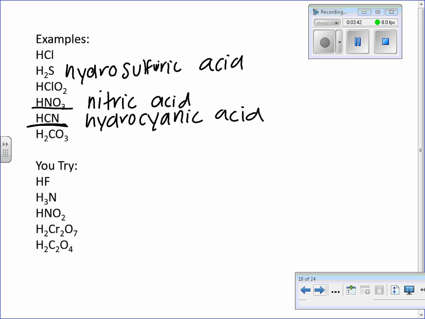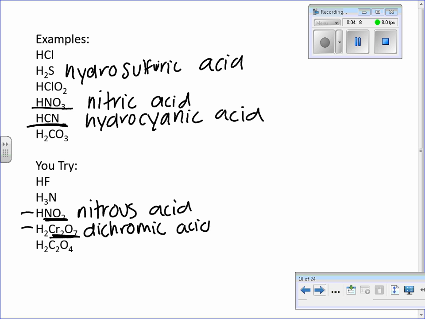Okay, so let's do some of these on the bottom. Let's do these two. We have nitrite, which is our polyatomic ion, so we know it's not going to start with a hydro. We're doing nitrite, so our ending is going to be ous. So we have nitrous acid. And here we have dichromate. We know it's a polyatomic ion, so we're not going to start with hydro. So we have dichromic acid.